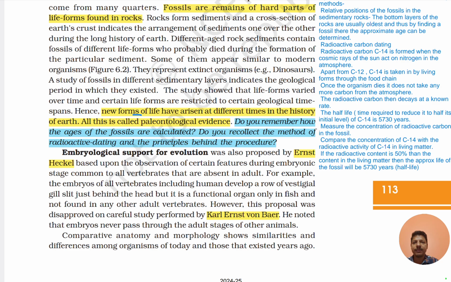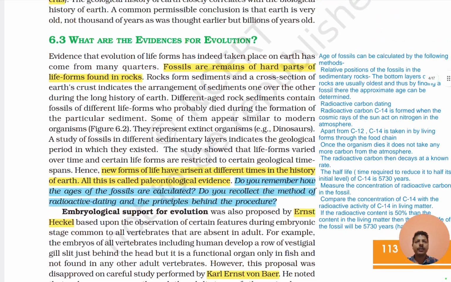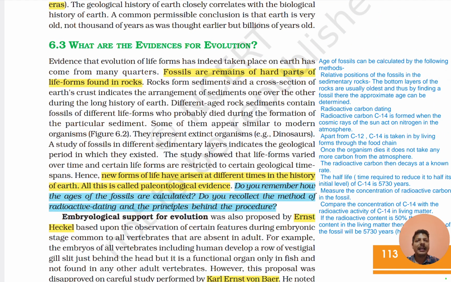New forms of life have arisen at different times in the history of earth, and all this is called paleontological evidences. And the question is, do you remember how the ages of the fossils are calculated? Do you recollect the method of radioactive dating and principles behind the procedure? So here is the answer. Ages of fossils can be calculated by the following method.